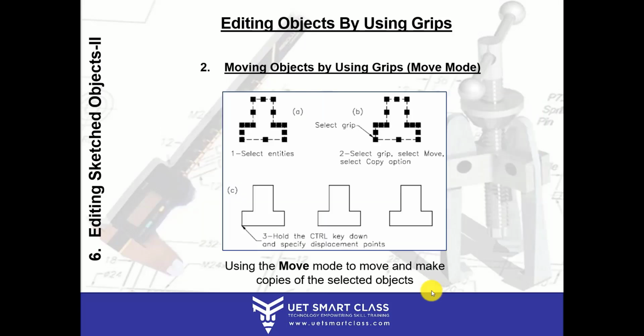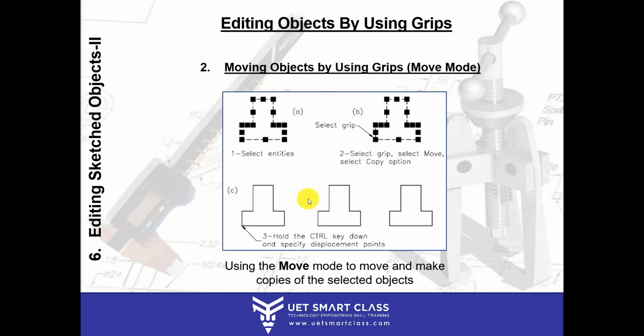Okay. Next mode is move mode. Yes, you can move your complete object to a new location. If you select your complete object and then pick on a grip, like for here in this example, this is the grip. Here you click on this grip, it will become red. This will be a selected grip. Then if you right click, select the move option and you can move it in a new location. And even you can create copies.